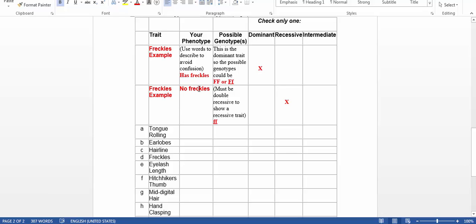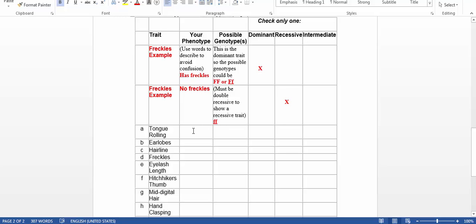Now let's say that you don't have freckles. So you write no freckles. Well, guess what? We know your genotype now because it's the recessive trait. And the only way you could display that phenotype is if you have two recessives. So it's two lowercase f's, two small f's. And click over here on recessive. Just a heads up that some of your word processing programs might want to change your two little f's to a big F and a little f. Just keep an eye on it.